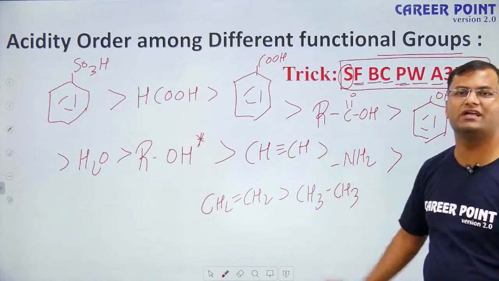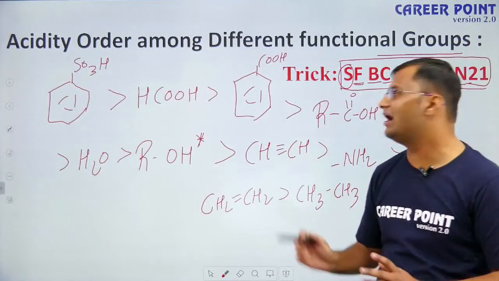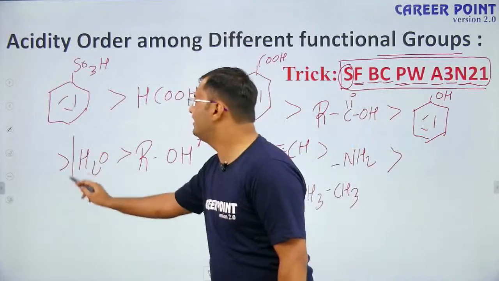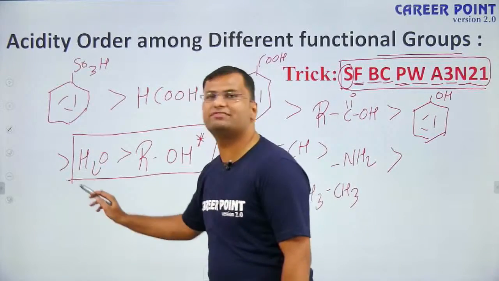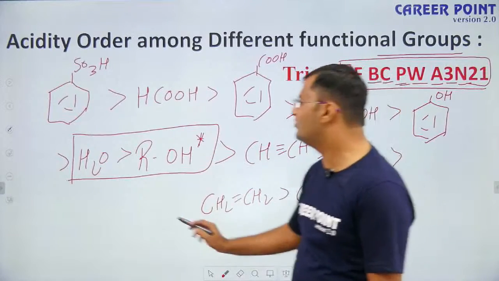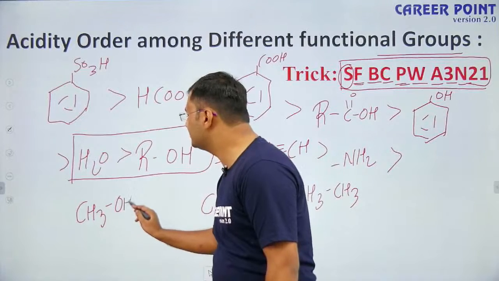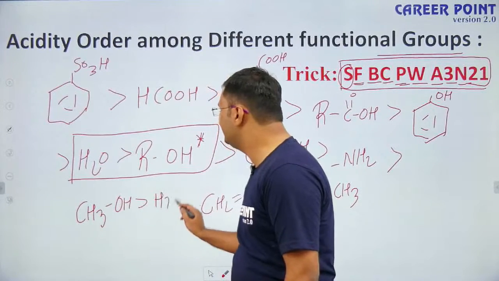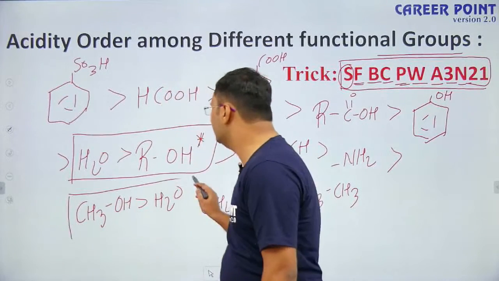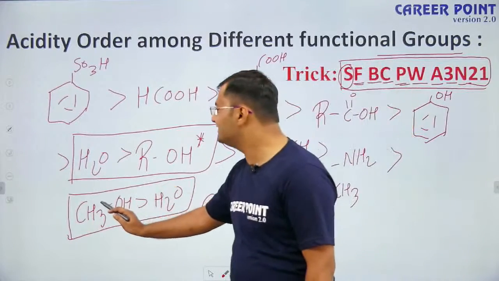You have to find out the acidity order in the application part of the question. Now, here we take one exception. There is only one exception: if this alcohol is methyl alcohol, CH3OH, then we can say that methyl alcohol is more acidic than water. So this is the only exception.